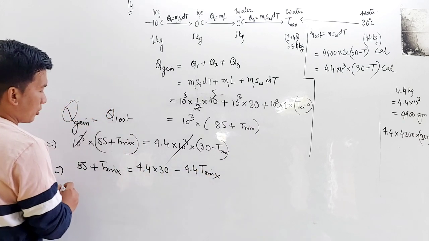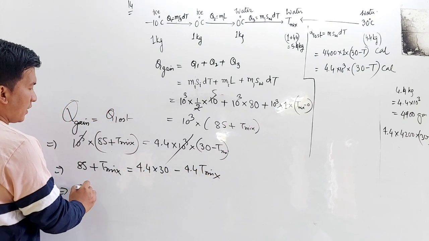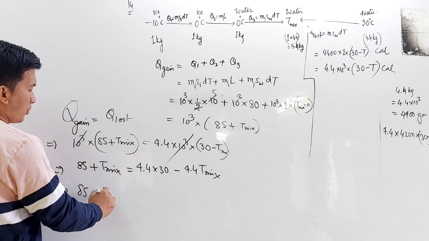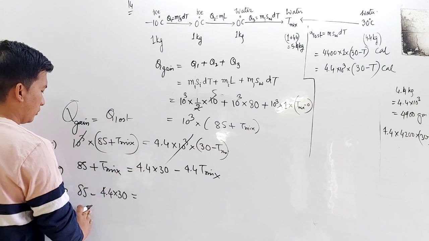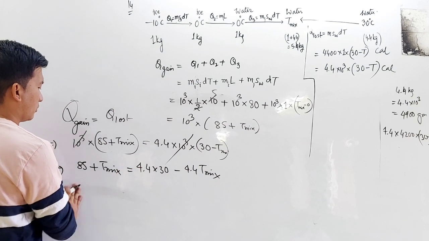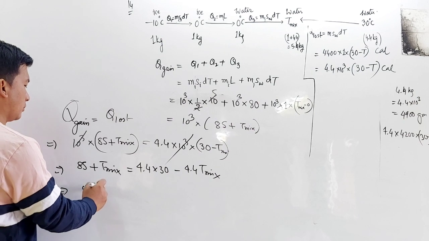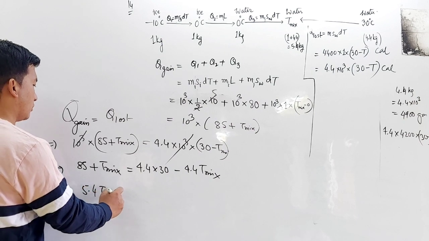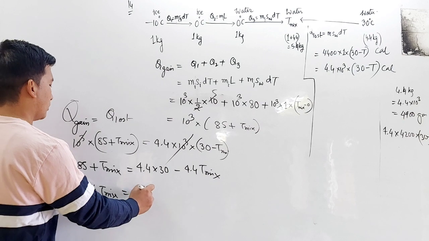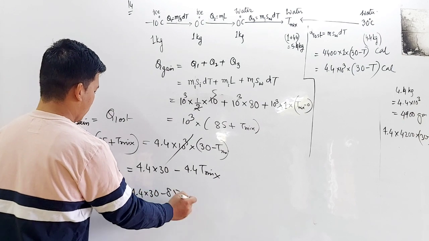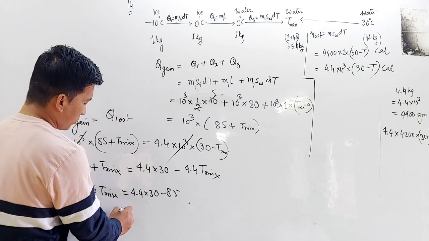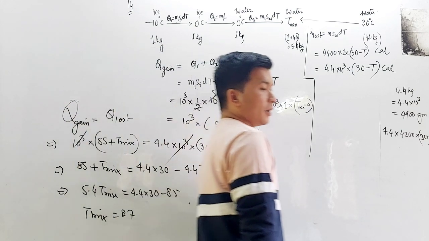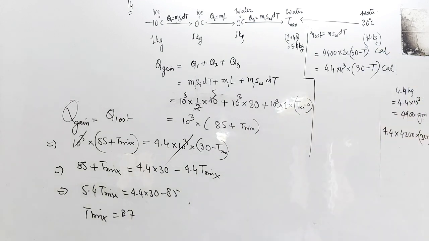So what is the value of T mixture? This is 85 minus 4.4 into 30, and after that you will be getting the value. I don't know, again use the calculator, insert the input.